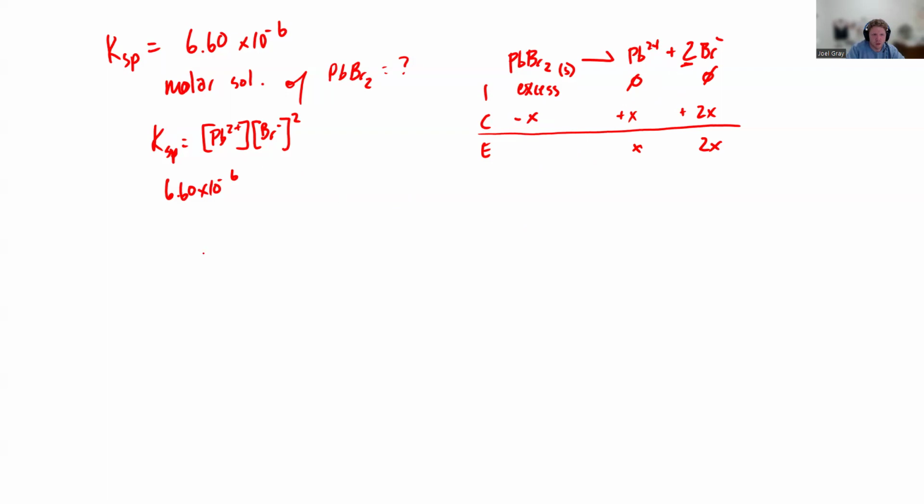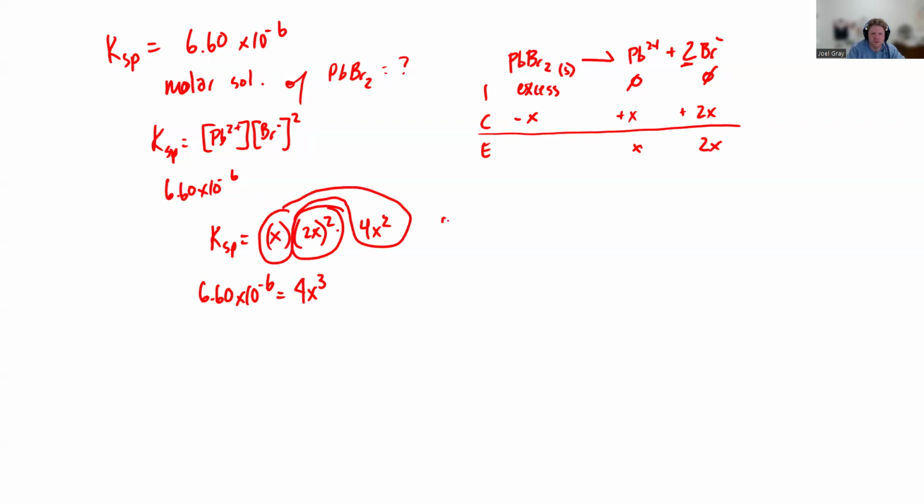So we're going to be able to rewrite this Ksp as equal to X times (2X) squared. What that's going to mean is we've got 6.60 times 10 to the negative sixth equals 4X cubed, because (2X) squared becomes 4X squared, times this other X over here equals 4X cubed. So then we'll take that 6.60 and divide it by 4, and then take the cube root of this.